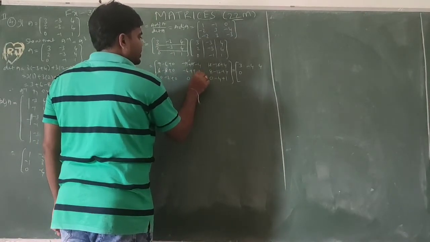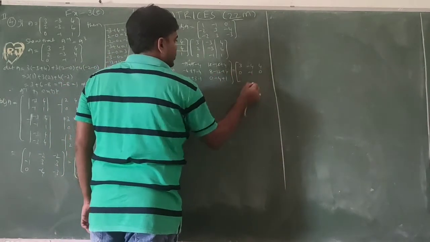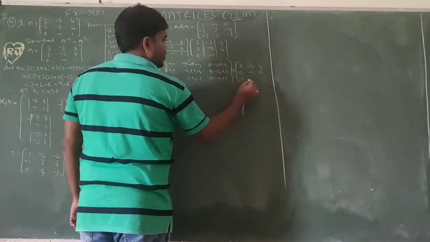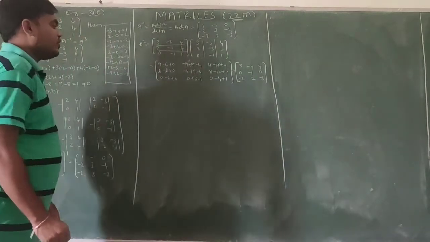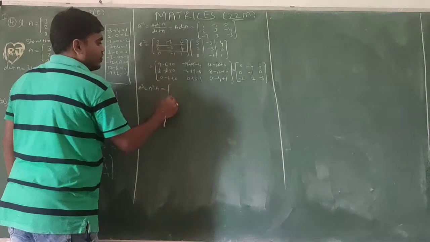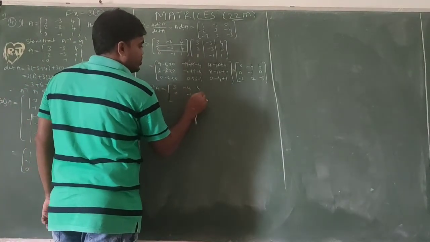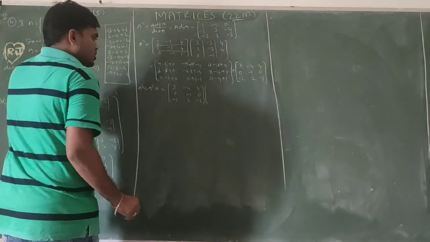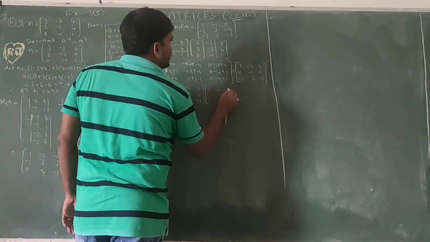Minus 6 minus 4 minus 10 plus 9 minus 1. 8 plus 4 12 minus 12 0. 0 0 minus 2 minus 2. 3 minus 1 2. Minus 4 plus 1 minus. So this is A square. A cube equal to A square into A. A square 3 minus 4 4, 0 minus 1 0, minus 2 2 minus 3 into A equal to 1 minus 1 0.